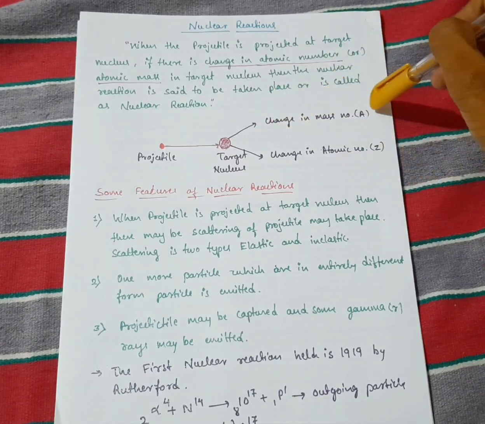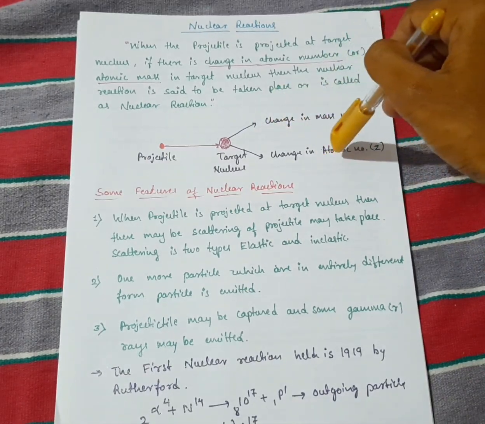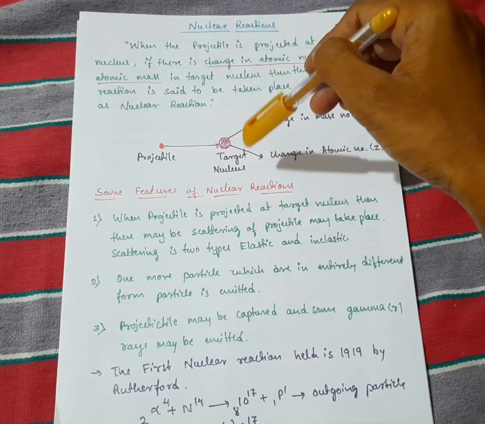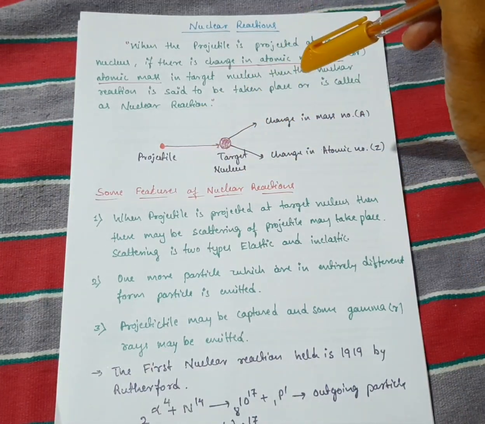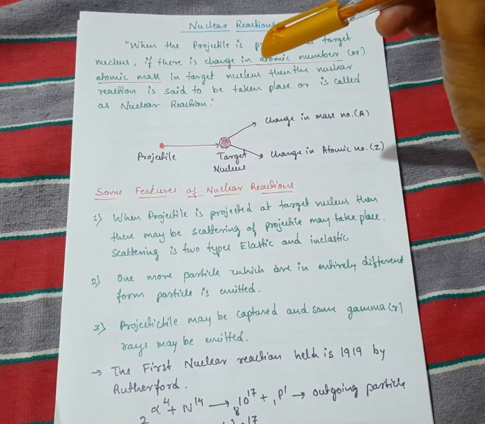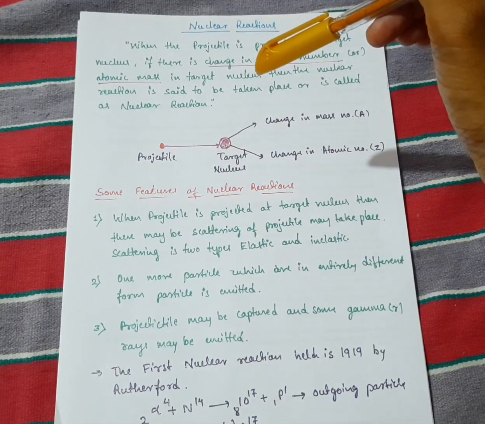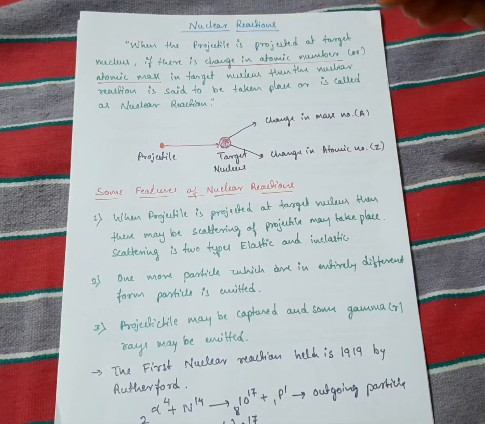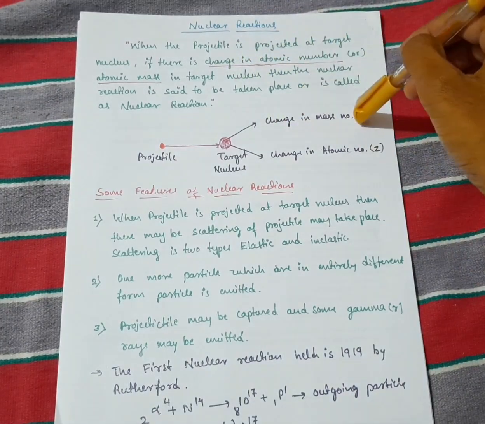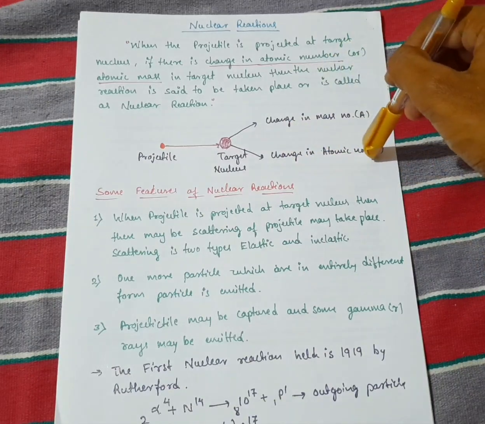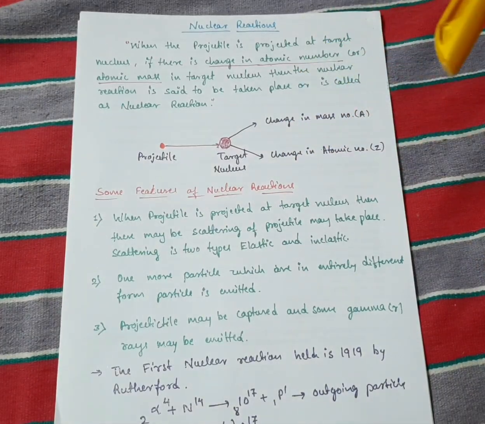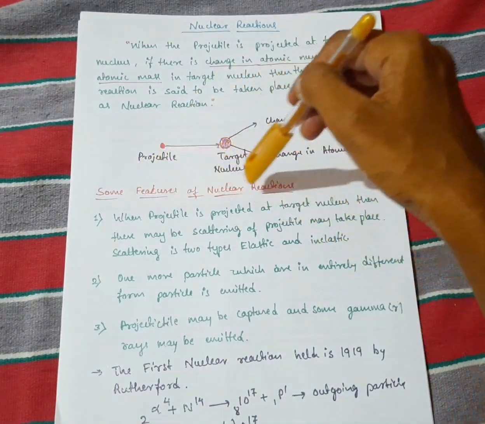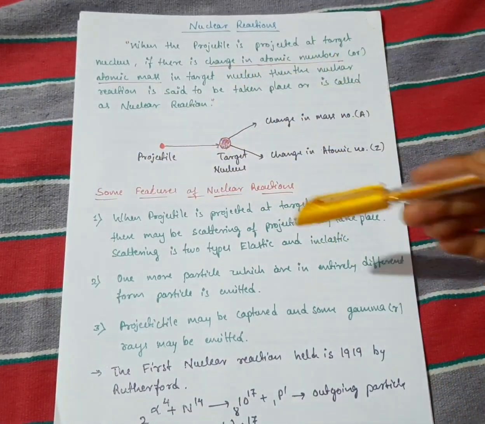If there is a change in its mass number or atomic number, then we can say that a nuclear reaction has taken place. So we can define a nuclear reaction as: when a projectile hits the target nucleus, a change in mass number or atomic number indicates that a nuclear reaction has taken place. So what are the features of nuclear reactions?